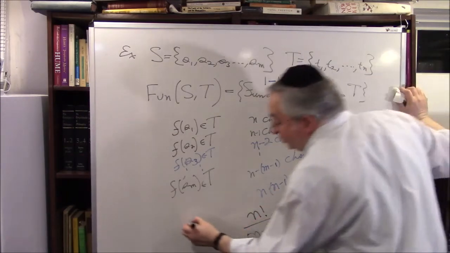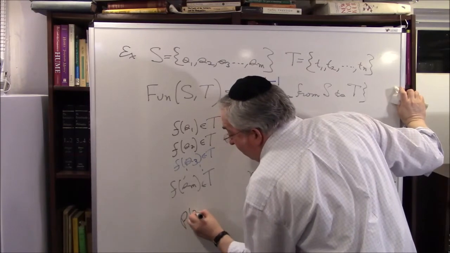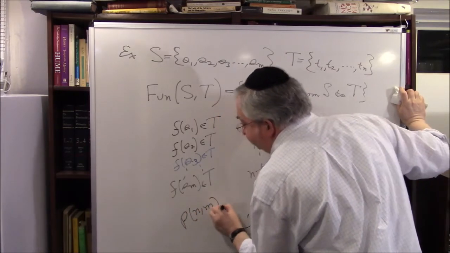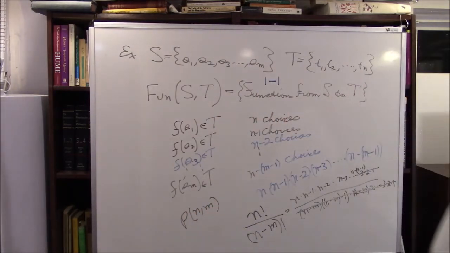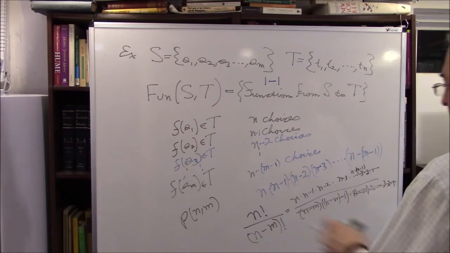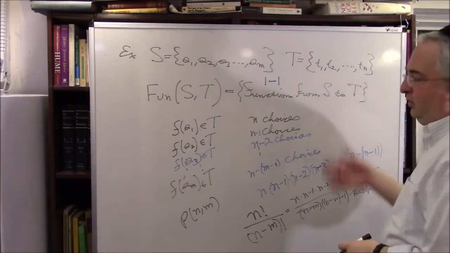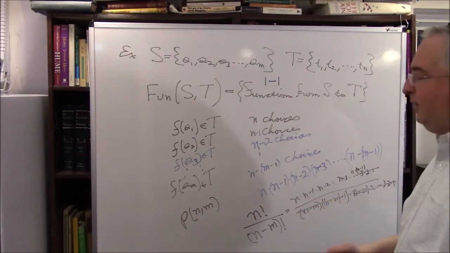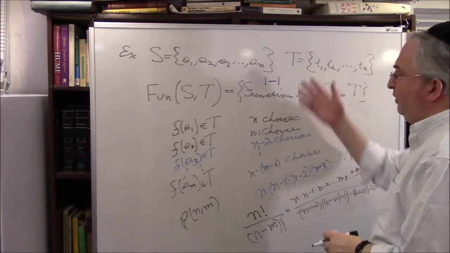We have a notation for this. We call this P of n comma m. Okay, we're going to do the notation a little differently with the r. I just want to follow the book, but we're going to do that.